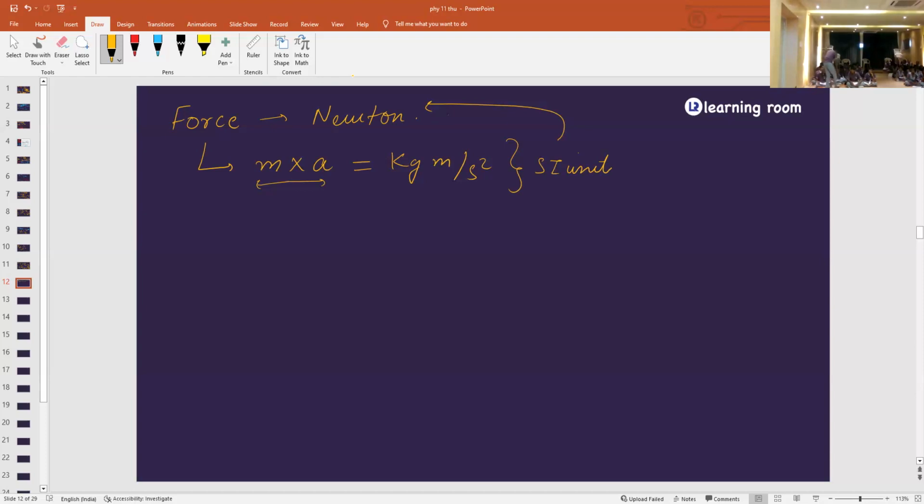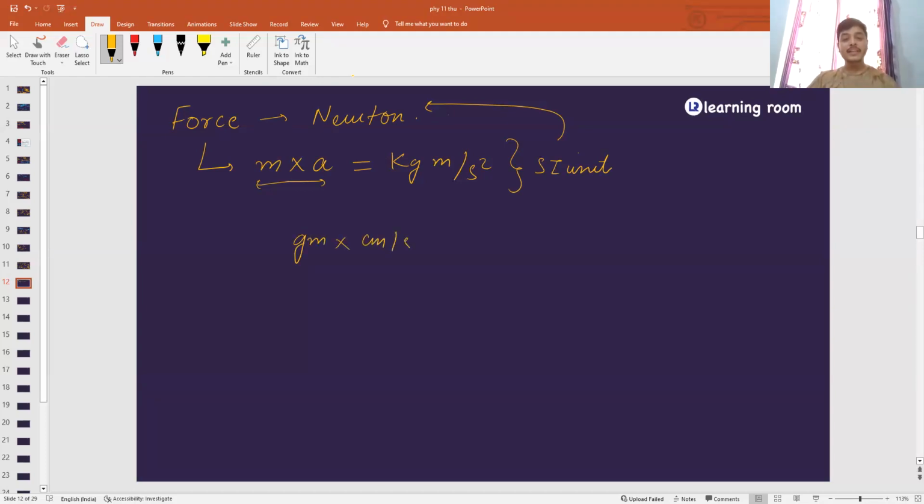But what if I get the mass in grams and the acceleration in centimeter per second square? So this is the CGS unit of force. CGS, centimeter gram second. And combinedly, this is called dyne, D-Y-N-E. Dyne. Okay. Understood or not?